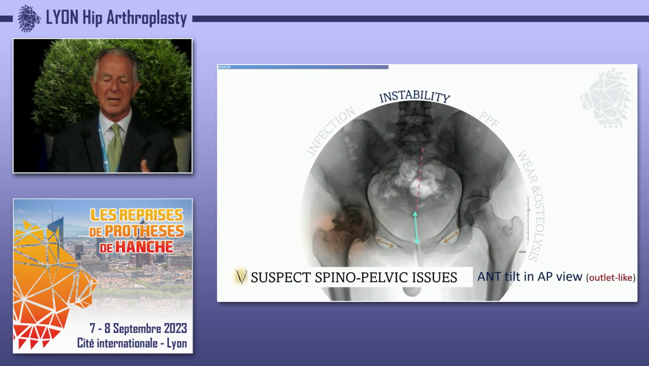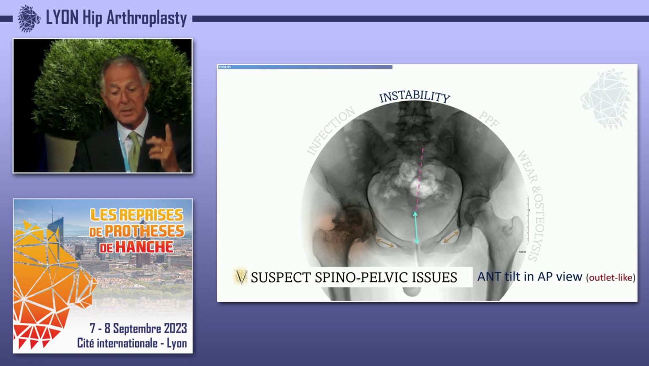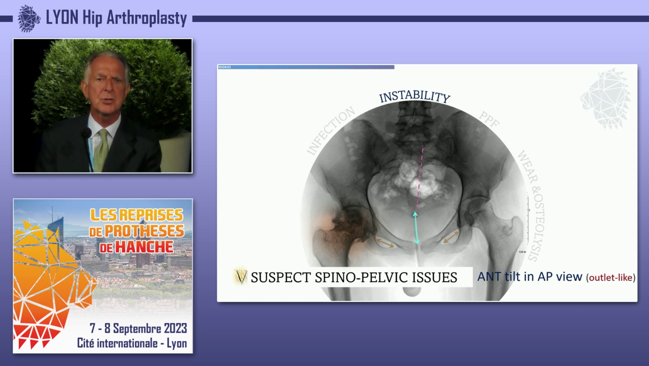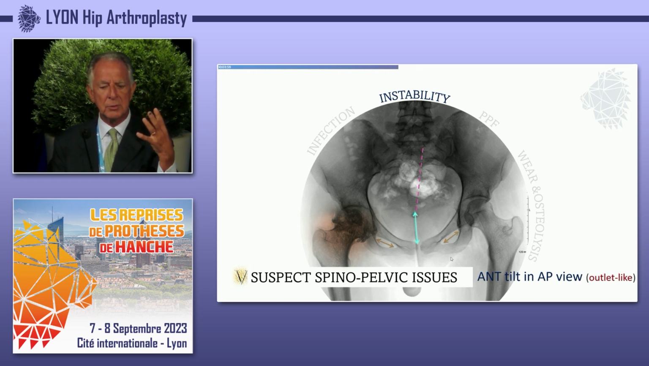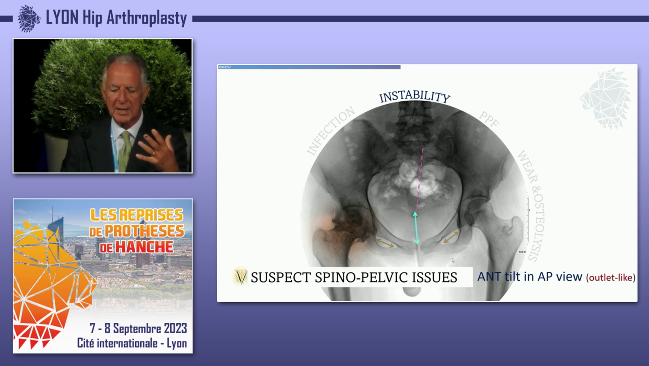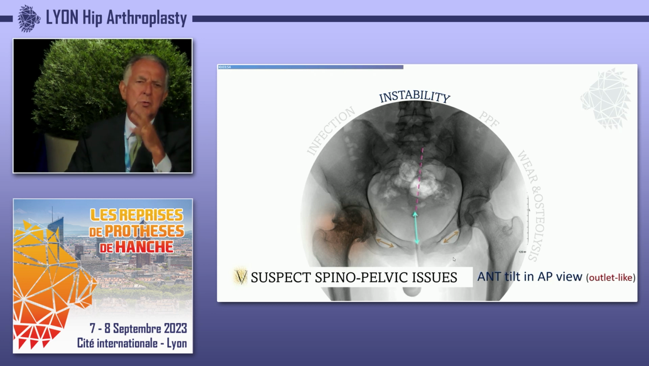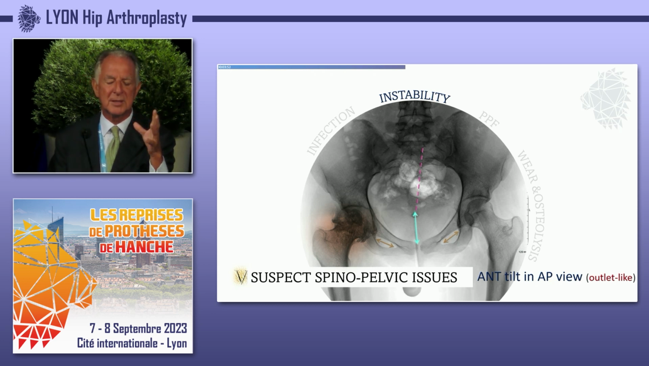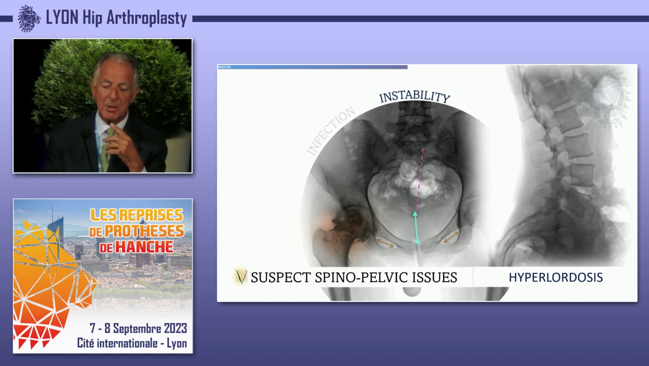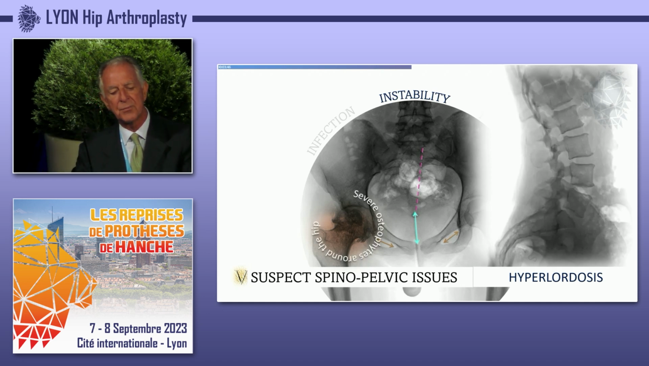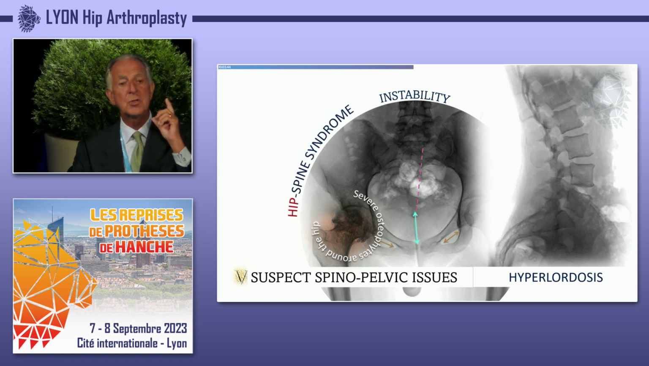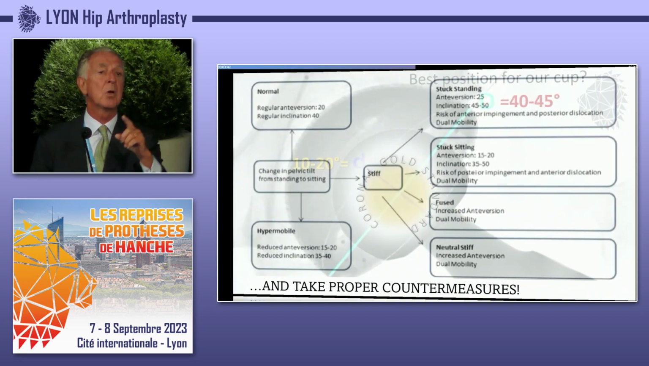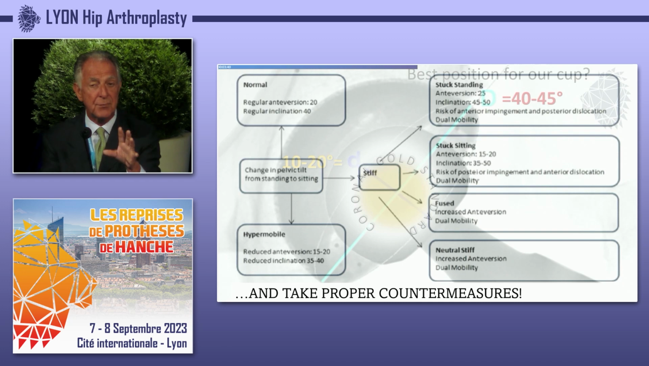Another aspect, which we've already heard before, is instability. Always suspect spinopelvic issues, especially if you see a patient in your outpatient clinic who gives you this kind of x-ray, with an anterior tilted AP view, which looks like an outlet view. Think about this possibility especially if it comes with hyperlordosis, associated with severe osteophytes around the hip, which is suggestive of hip-spine syndrome, which of course will give you a significant possibility of instability.